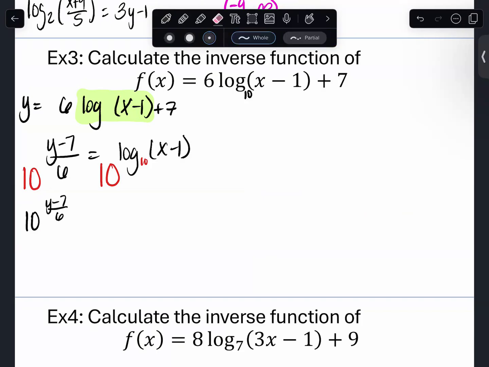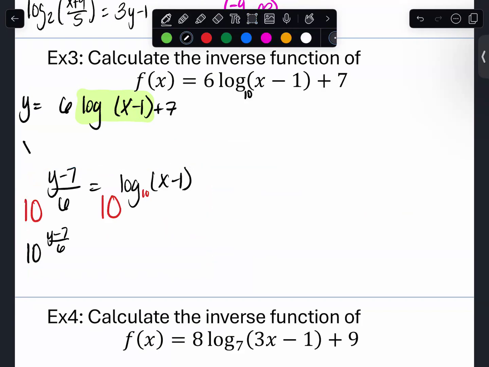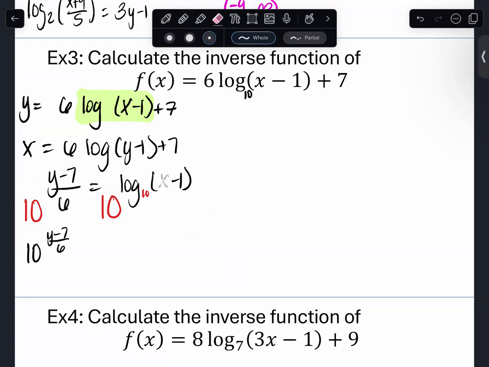Oops, sorry guys, I have my x's and y's swapped over. I never did that inverse property. Let me shift this down really quick. Here we go. I need to swap x's and y's here. So I have 6 times log of y minus 1 plus 7. Now I'm trying to isolate this y value. Here we go. I have 10 raised to the x minus 7 all over 6 equals 10 to the log base 10 of y minus 1.